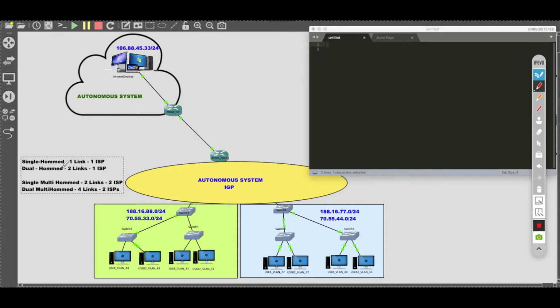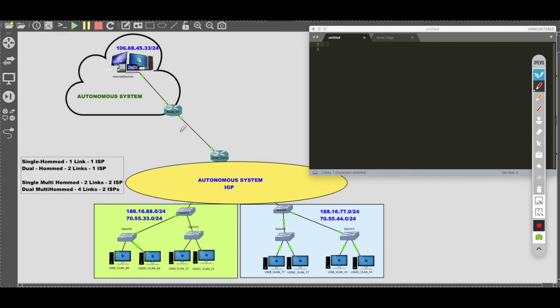We could move to the dual homed environment, which is two links to one ISP. So essentially we double up on these internet links here. Okay, we could do that. And even though we do, to a certain extent, provide resiliency at a link level, there is no ISP resiliency in this model. We have a single point of failure due to the ISP going down.